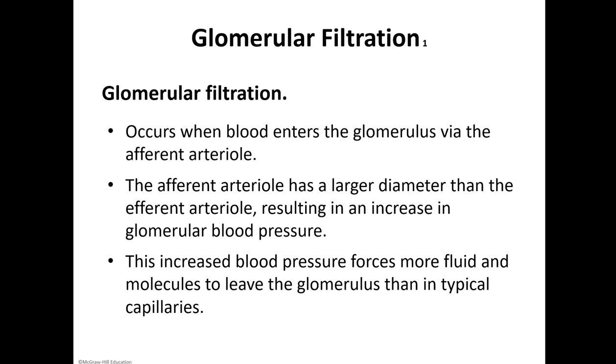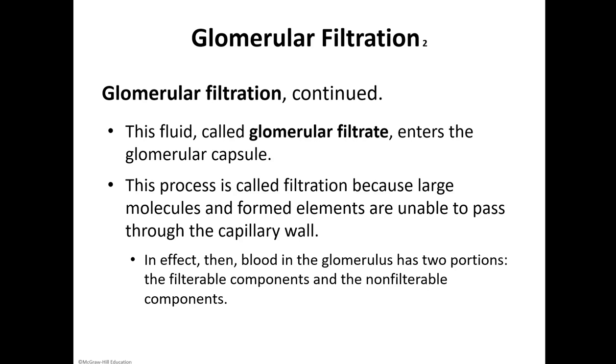Glomerular filtration: small molecules, including water, waste, and nutrients, move from the glomerulus to the inside of the glomerular capsule. The afferent arteriole has a larger diameter than the efferent arteriole, resulting in an increase in glomerular blood pressure. This increase in blood pressure forces more fluid and molecules to leave the glomerulus than in a typical capillary. This fluid is then referred to as glomerular filtrate. This process is called filtration because large molecules and formed elements are unable to pass through the capillary wall.